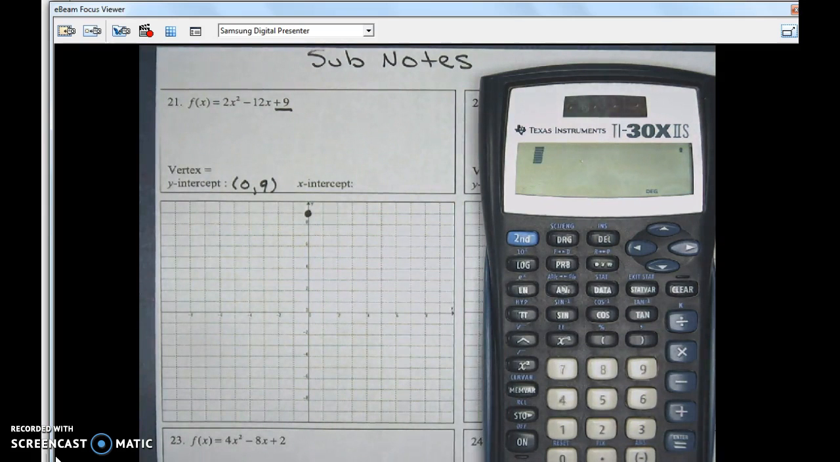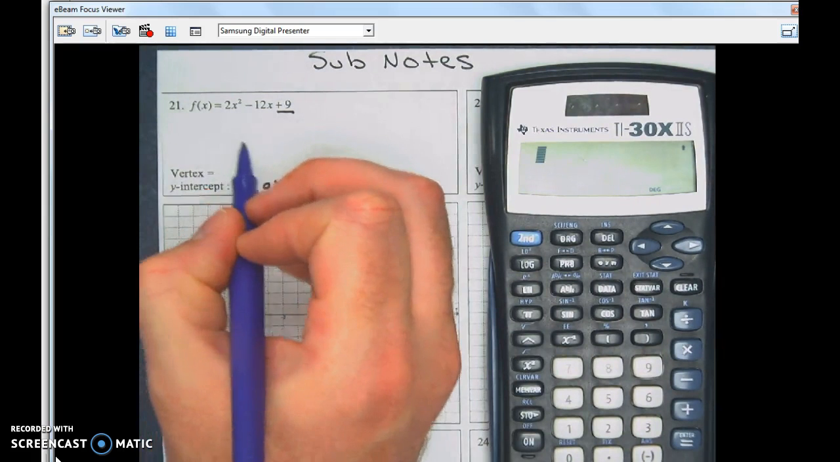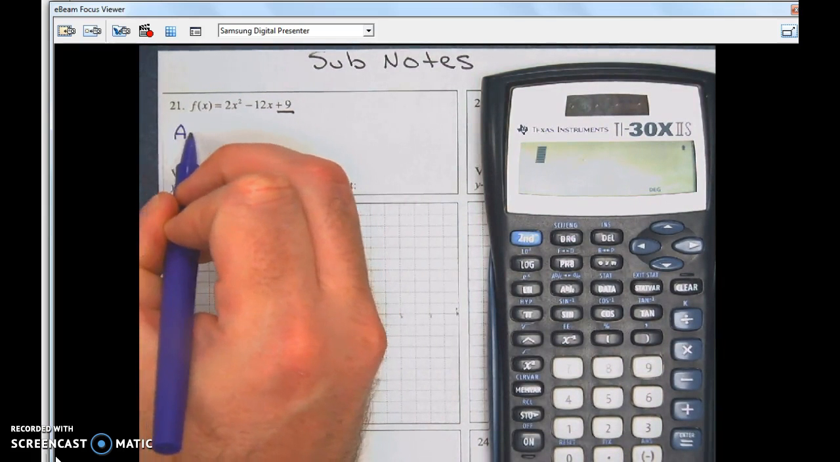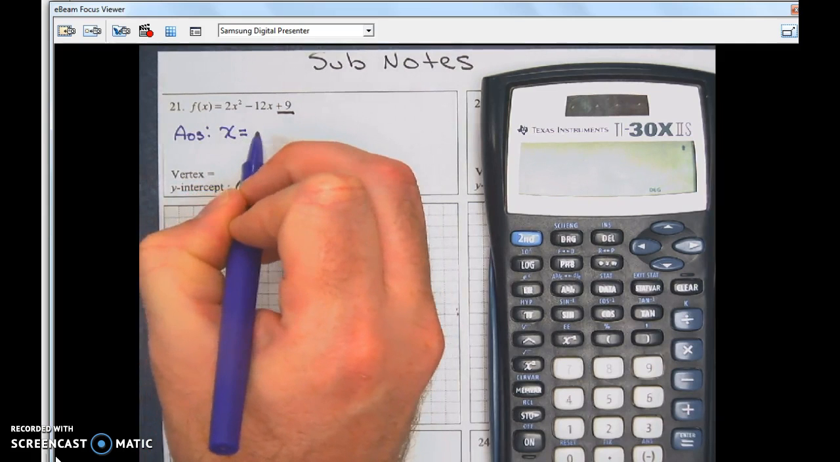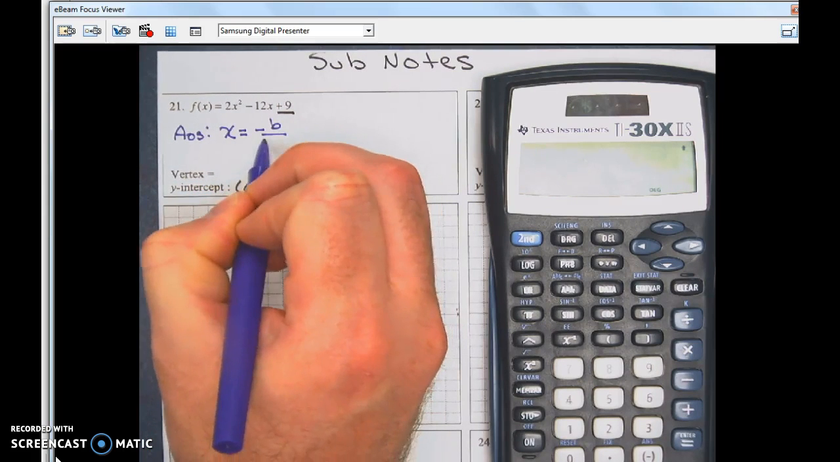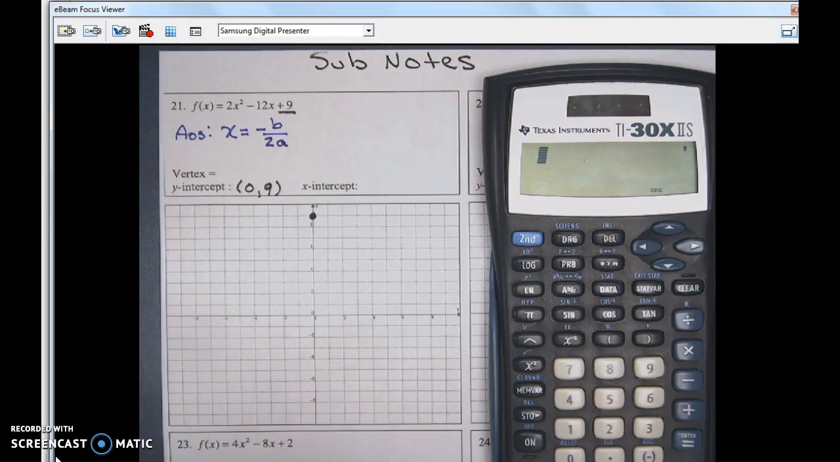To find the vertex and the x-intercept, you have to do a little bit more work. So just as a reminder, again, this is just review, but to find the vertex, you first have to find the axis of symmetry. And the axis of symmetry is always found by x equals negative b divided by 2a. And so that formula is over on the side board. It'll always be there. You can always take a look at it.